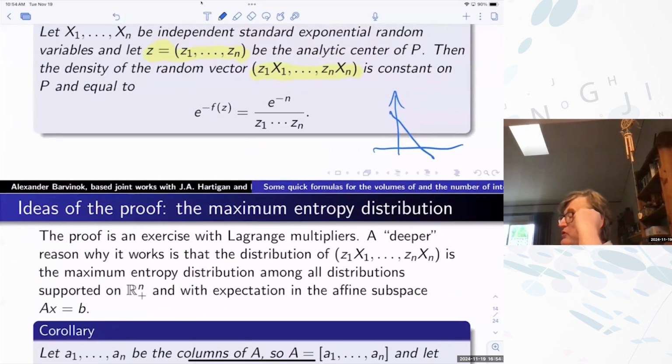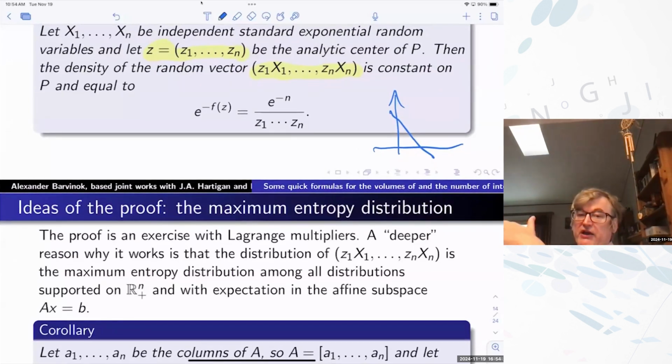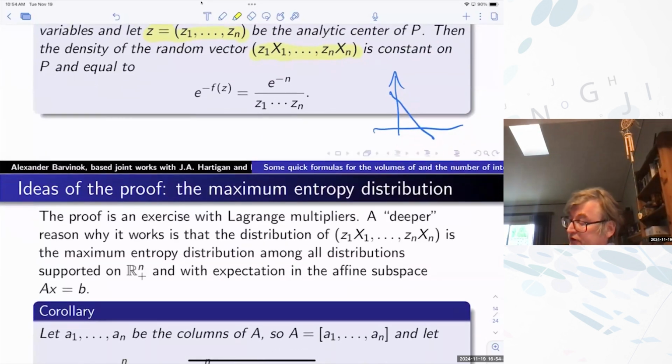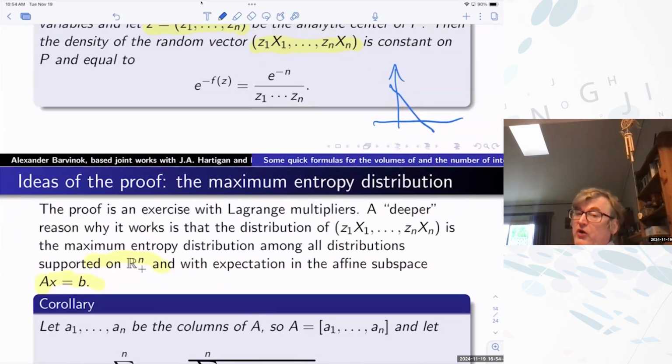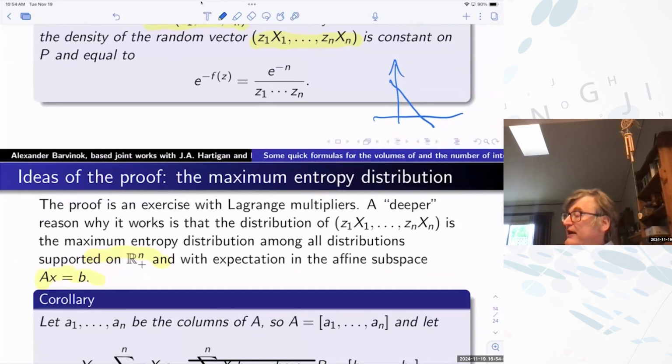So this particular distribution has a constant density because it's the largest entropy distribution among all distributions supported on non-negative orthant and in the expectation in the affine subspace. And why would it have a constant density then? Because if it doesn't have a constant density on that affine subspace, you can reapportion it, equalize on that subspace, and then the entropy can only go up, right? So it will have to have.